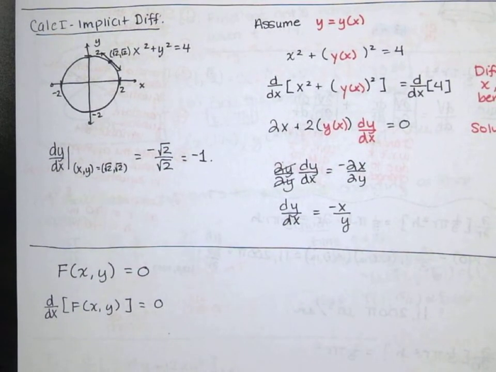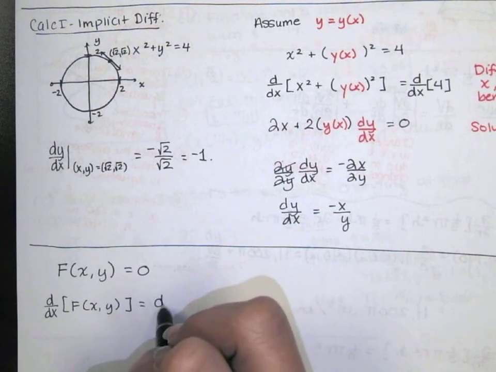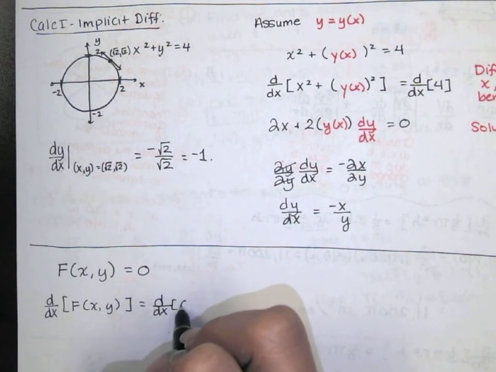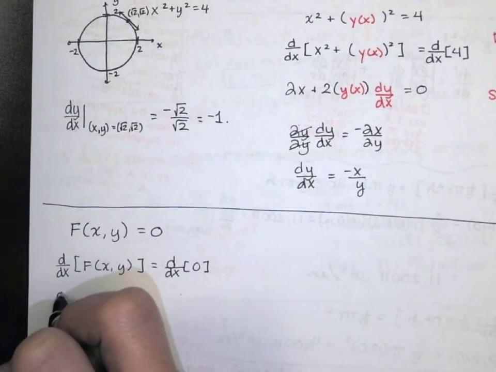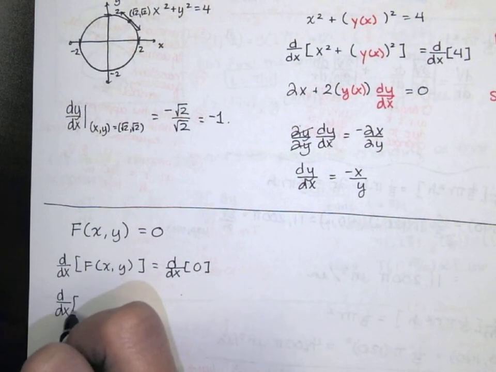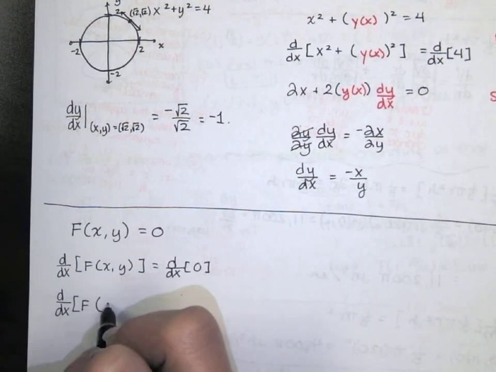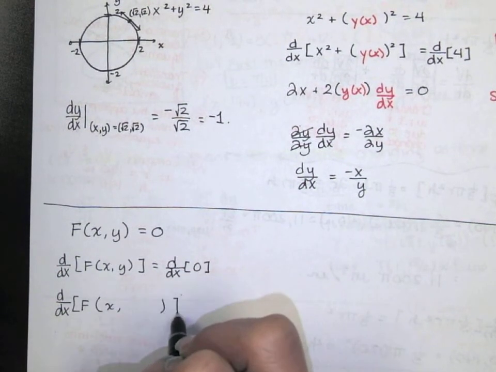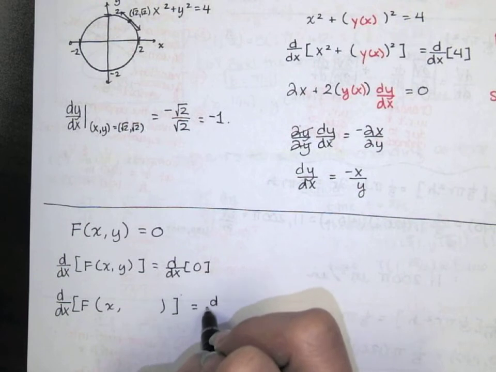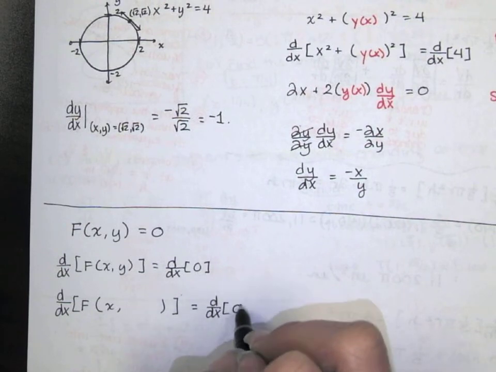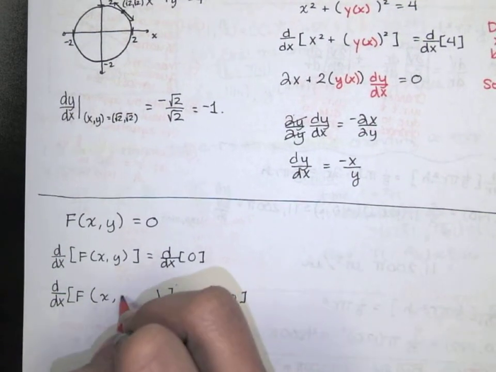And remember that y depends on x, so maybe I should put d dx over here as well. Maybe I should make that a little bit more explicit. Just to remind myself that y is a function of x, I'm going to replace that y with y of x.